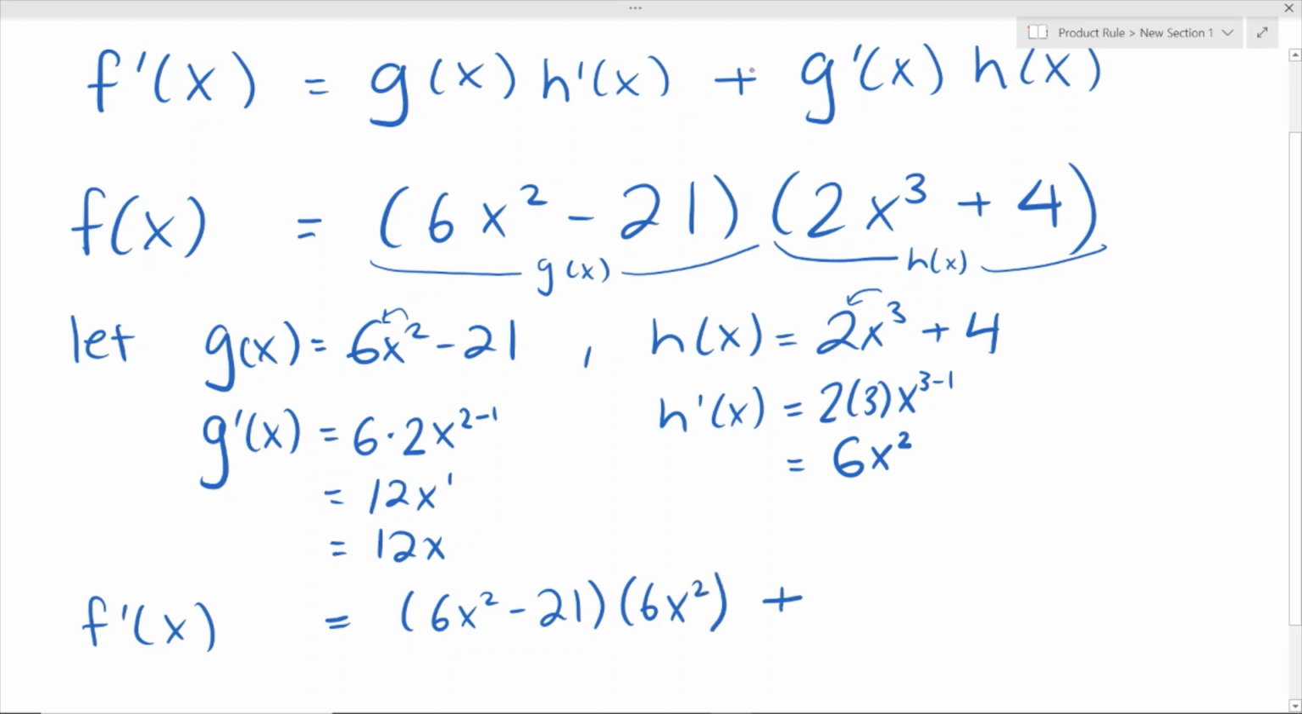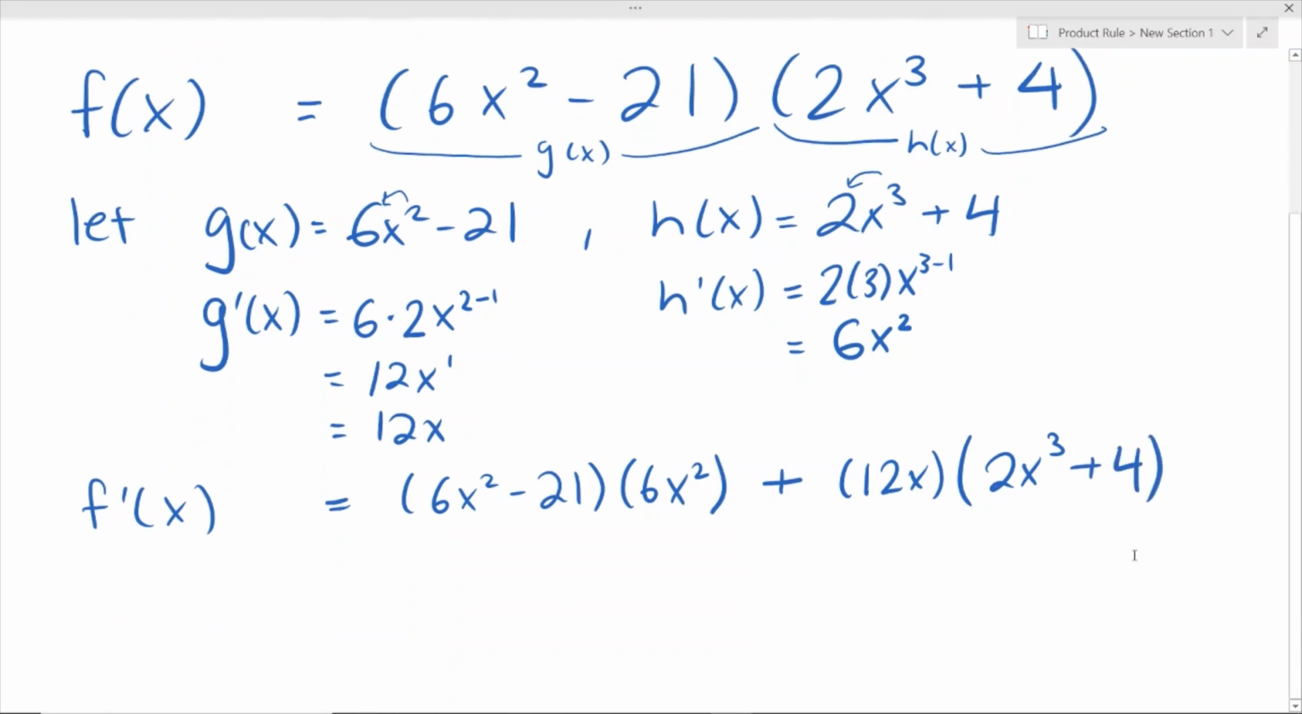And then plus, the plus sign right here. Copy that. And then g prime of x, we need to substitute that, which is 12x as shown right here, so I'm going to write in 12x. And then I substitute my h of x. h of x is 2 times x cubed plus 4, so I'm going to substitute this in.